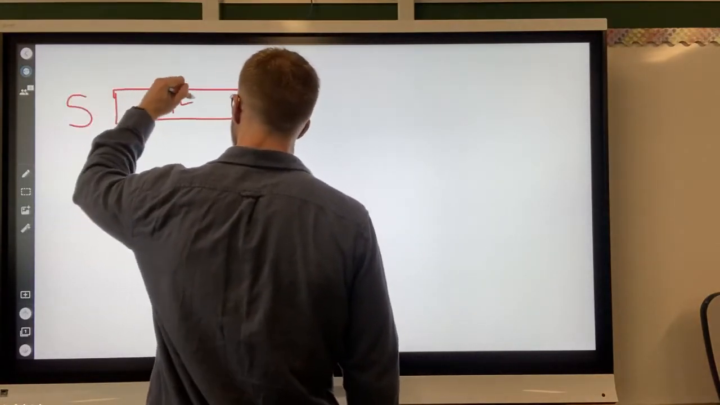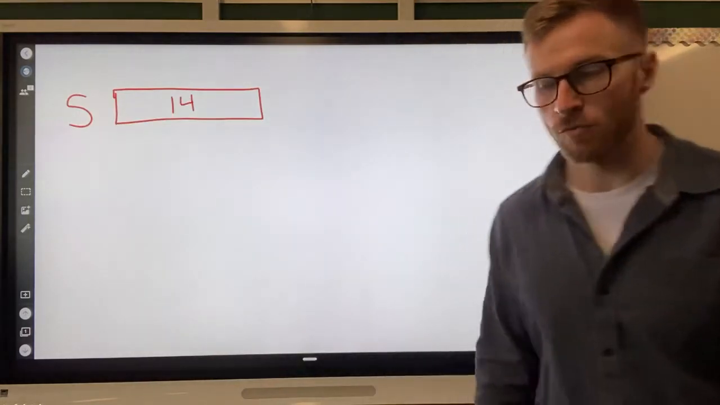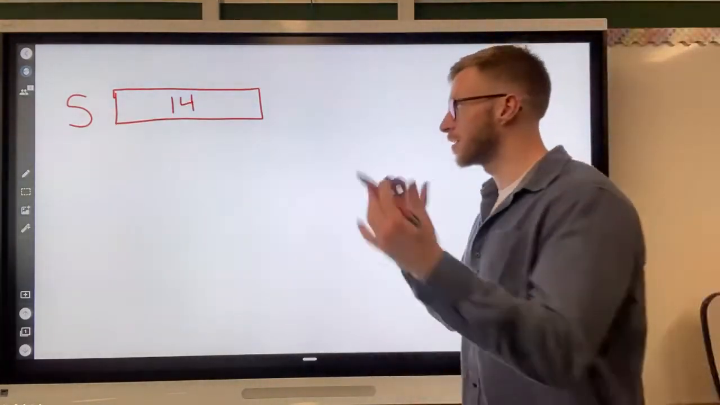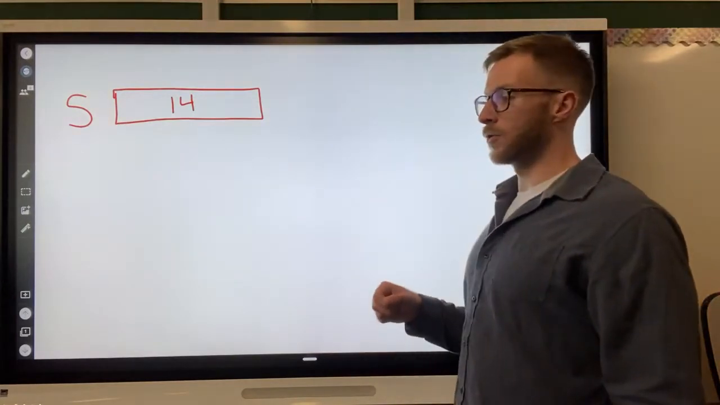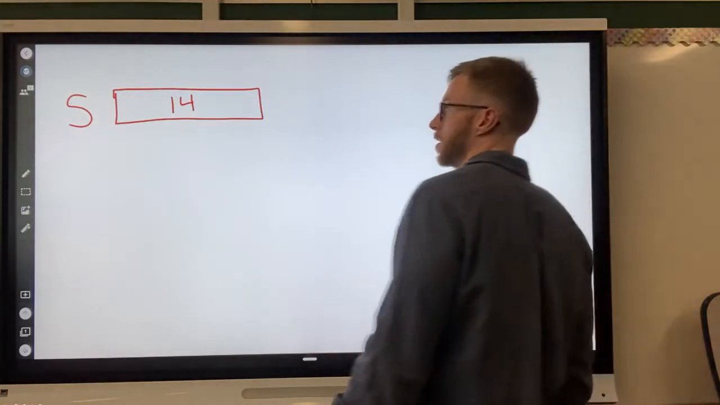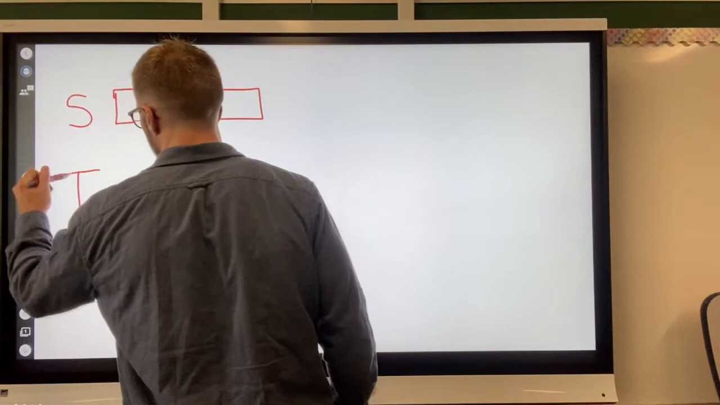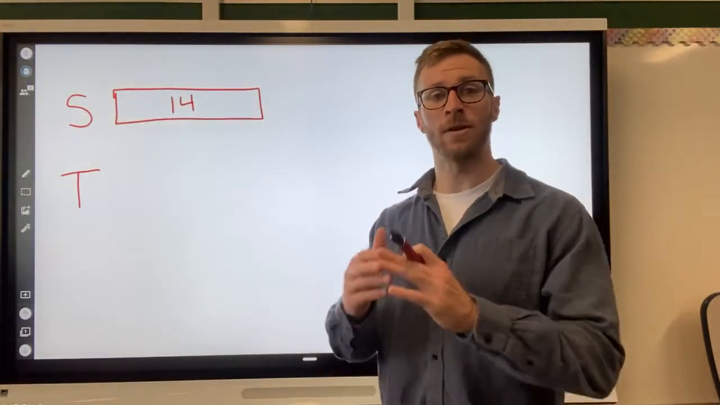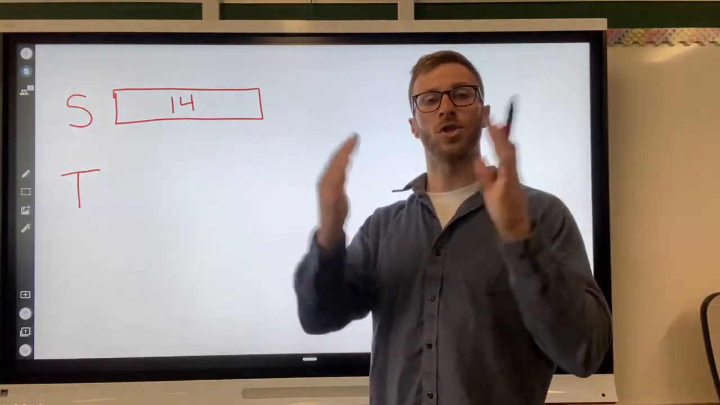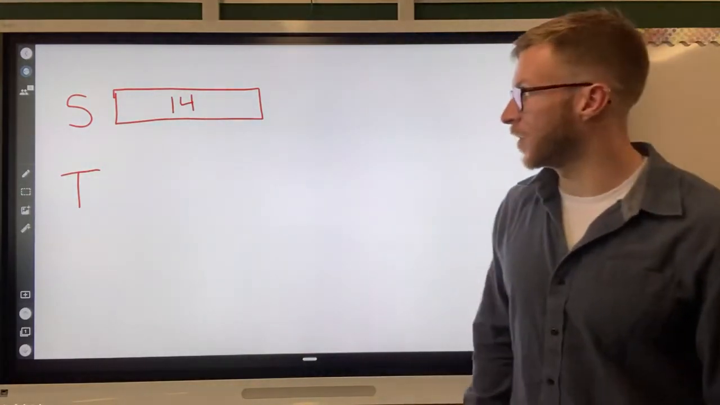All right, I made this one real big. So it really doesn't matter what size you make it. It's the second one that matters. Tamara built a tower using 5 more blocks than Shanika. So T for Tamara. So she built one using 5 more. Is her rectangle going to be bigger or shorter than Shanika's?